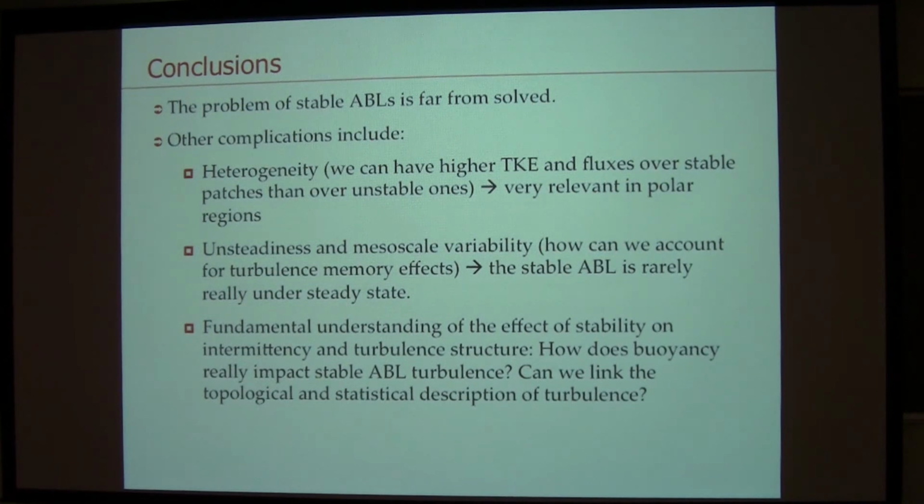And atmospheric chemists are very interested in this because you have this bloom in chemical activity in the polar region. A lot of it depends on the fluxes of halogens and other chemicals from the surface, and the fluxes at the surface, if you have transitions, could be drastically different. Unsteadiness and mesoscale variability is another problem that still needs more work. And again, there's a fundamental problem of understanding how turbulent flows are affected by buoyancy.